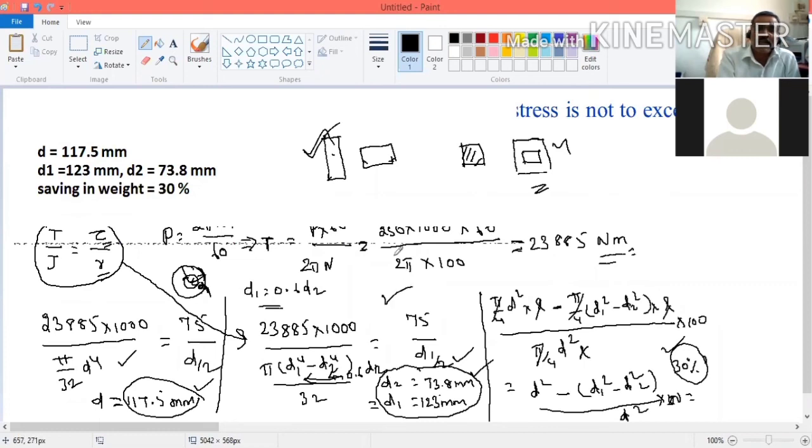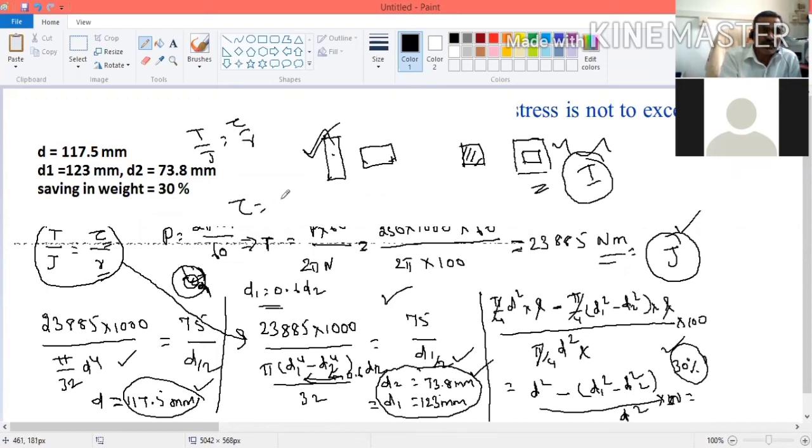In torsion also, we have to select a shape such that it has more moment of inertia. In case of bending, we take a shape that gives more moment of inertia. But in case of torsion, you have to select a shape which will give more J. As J increases, stress will decrease, so load carrying capacity will increase. What is the equation? T by J is equal to tau by R. If you want to calculate the stress, tau is equal to T by J multiplied by radius. So as the J value increases, the tau value decreases, and load carrying capacity will increase.